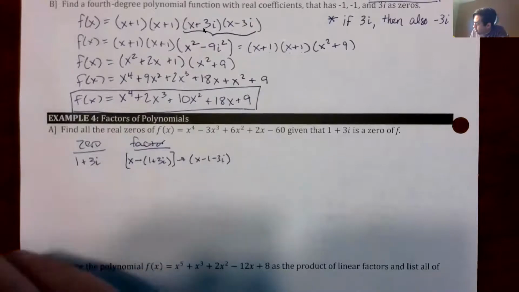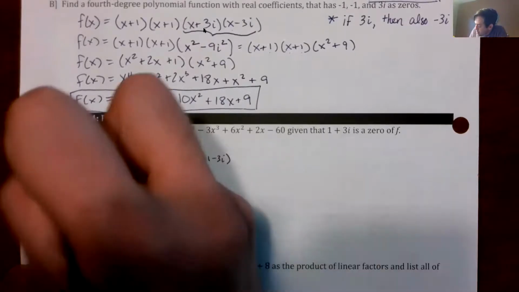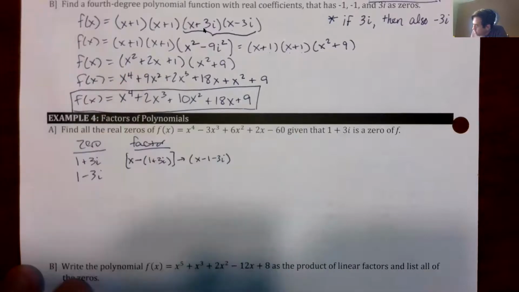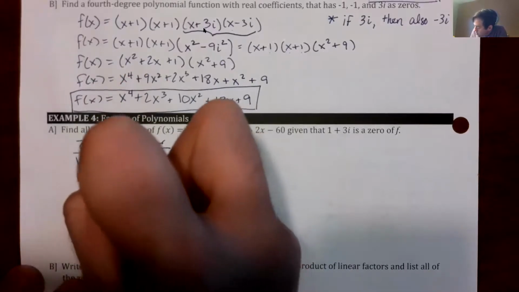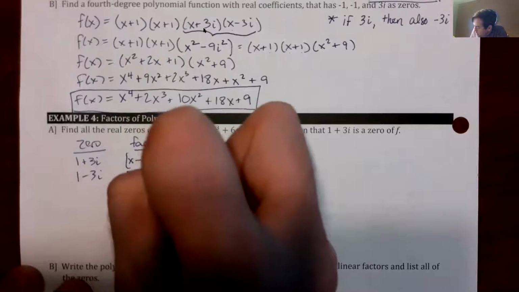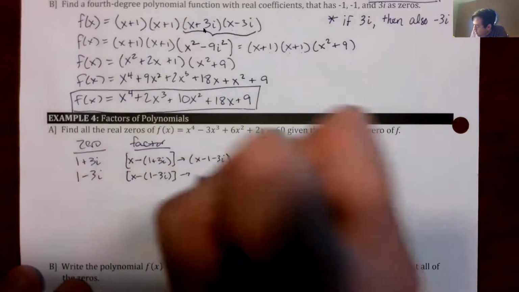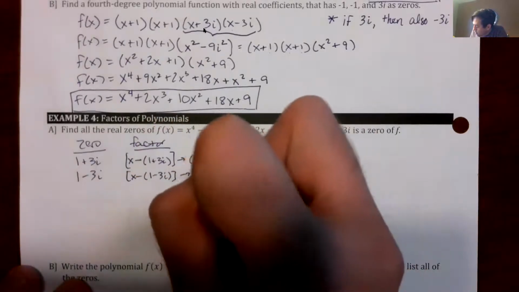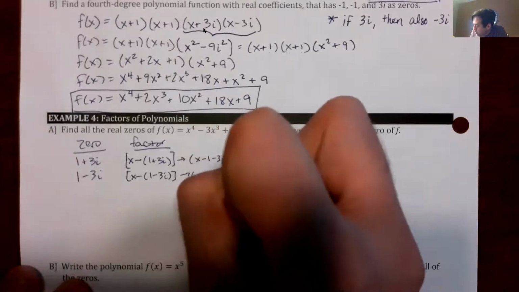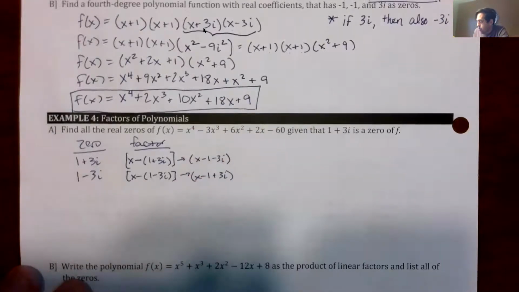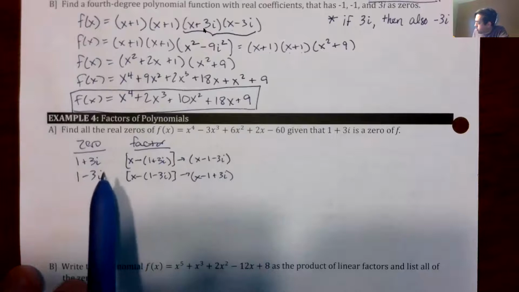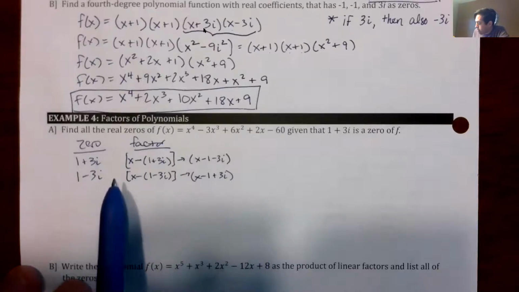All right, we're going to do the same thing. We know that if 1 plus 3i is a 0, 1 minus 3i is also a 0. So it's x minus (1 minus 3i), which is going to be x minus 1 plus 3i. So we are going to try to do this without looking at the graph.